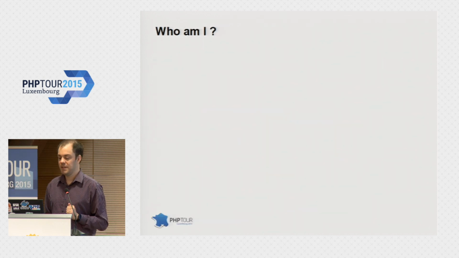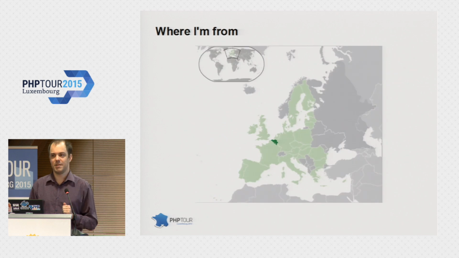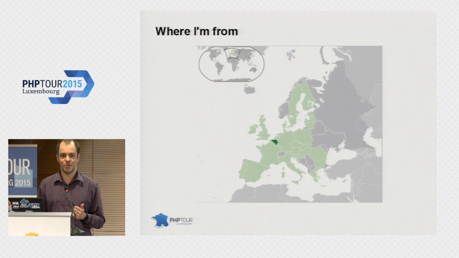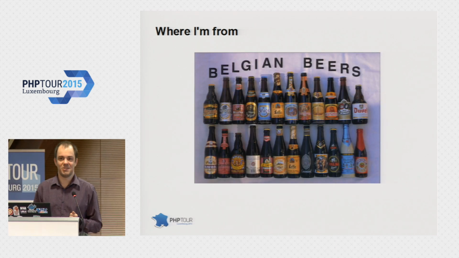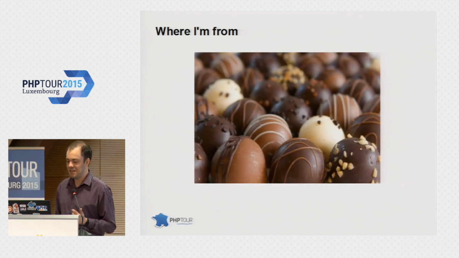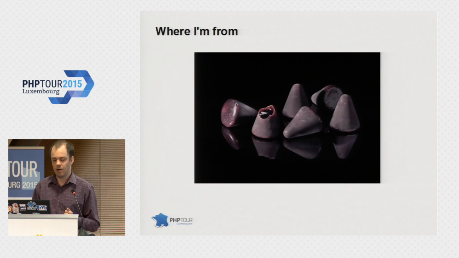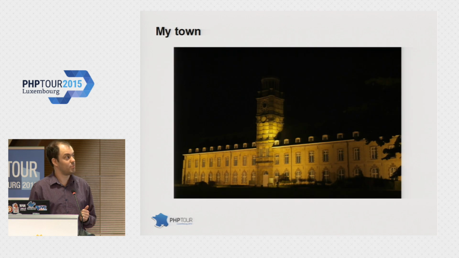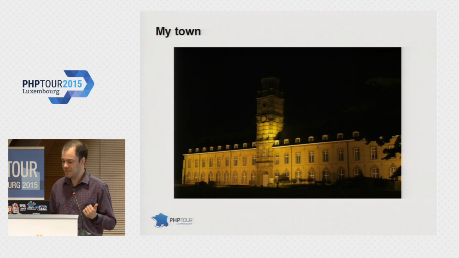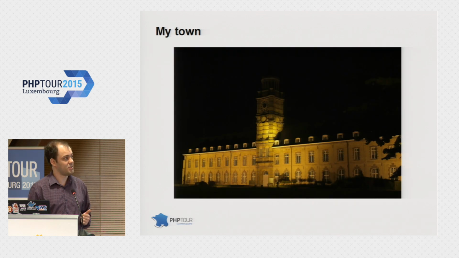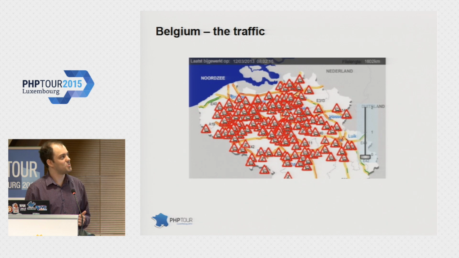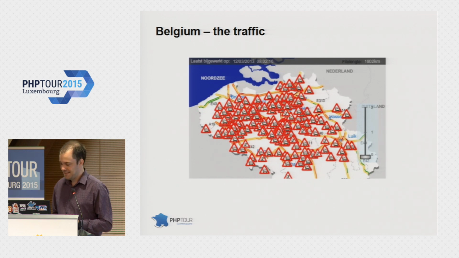My name is Wim Godden. I'm from Belgium. That's not far away. I guess everybody here knows where that is. Best known for beer, of course, and chocolate and other tasty, yummy things. And old buildings, of course. It's funny that we're in an abbey. In my town, we also have a very nice abbey from the 13th century and a couple of castles and stuff like that. Sadly, not all good news in Belgium. We also have that little issue of traffic. This is what happens when we get some snow.